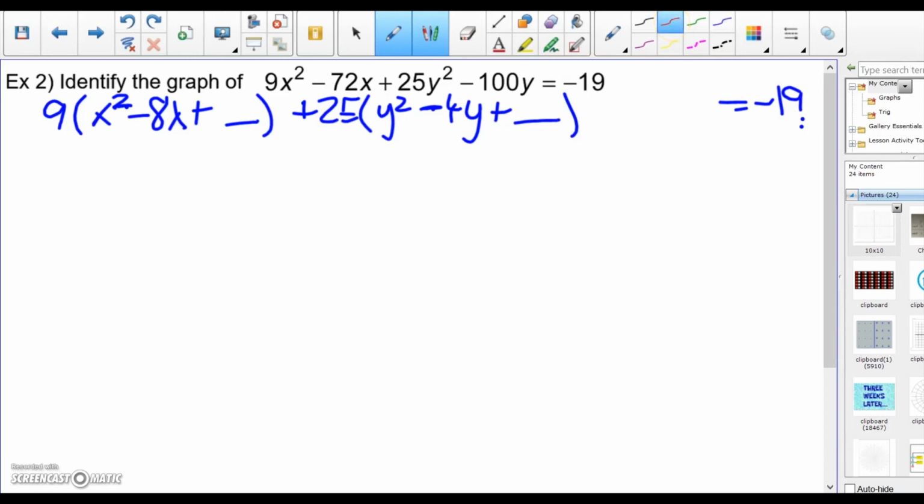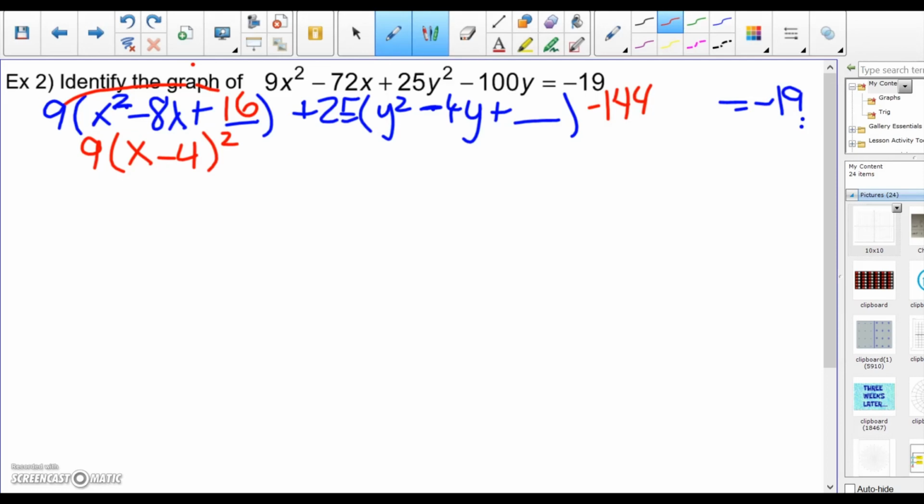So completing the square, half the negative 8 is negative 4. Square it, that's 16. So that says x minus 4 squared with a 9 in the front. And I've just messed up my equation by 9 times 16. 9 times 16 is 144. So I've messed up my equation by 144. So let's subtract 144 just to keep it in balance.